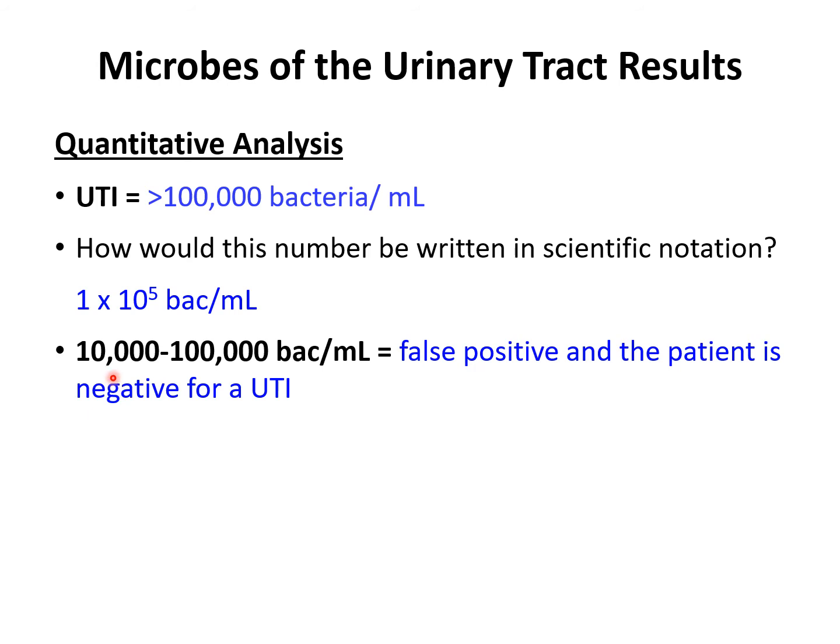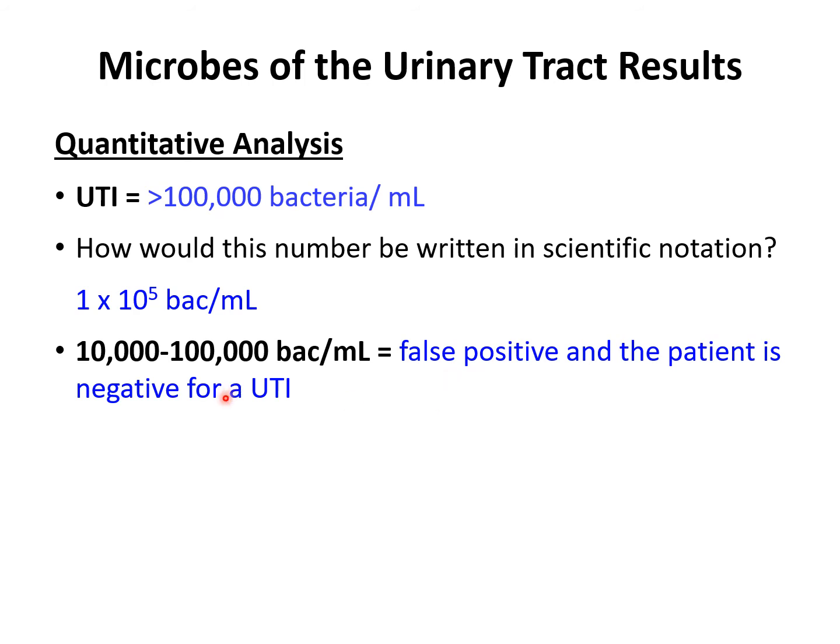Now, let's say someone has anywhere between 10,000 and 100,000, which is pretty much, a lot, right? And they're right there, let's say, at the 100,000 limit. This could actually be a false positive.